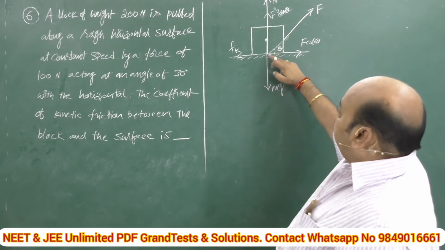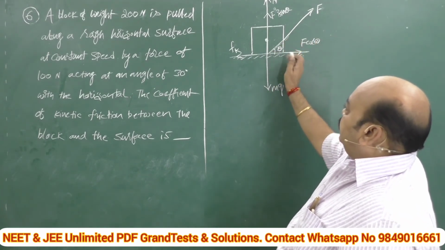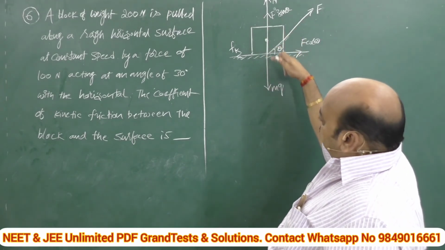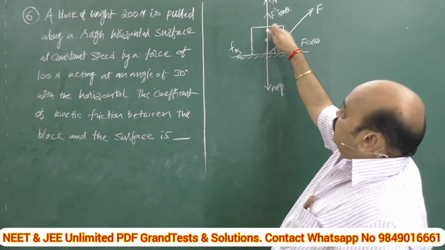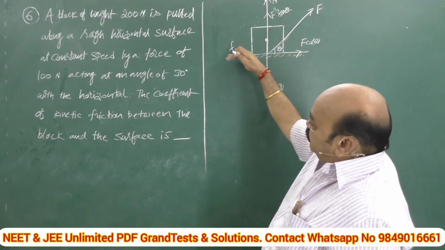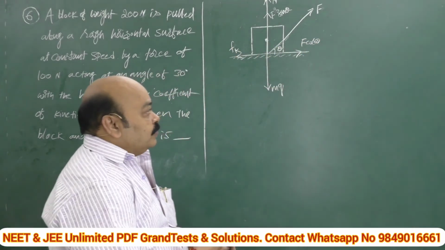Once again, it is pulled with a force F making an angle theta with the horizontal. So I am resolving this force into both the horizontal and vertical components. mg acts vertically downward, normal reaction acts vertically upward. When it is in motion, the kinetic frictional force comes into existence to oppose the motion. That's all. This is the given data.